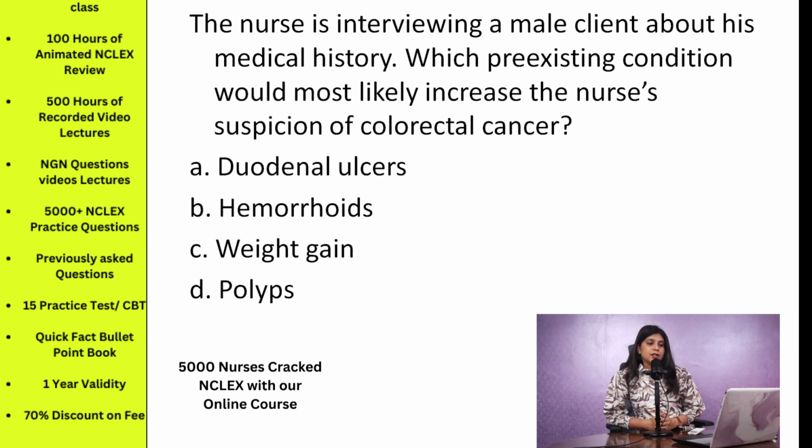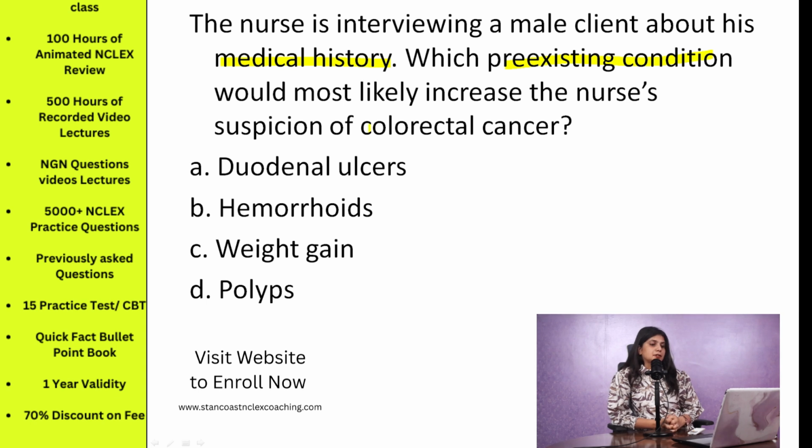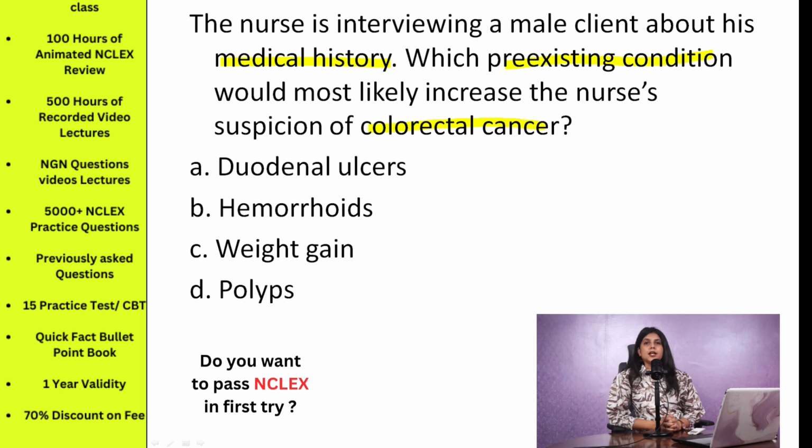The nurse is interviewing a male client about his medical history. Which pre-existing condition would most likely increase the nurse's suspicion of colorectal cancer? A. Duodenal ulcers. B. Hemorrhoids. C. Weight gain. D. Polyps.